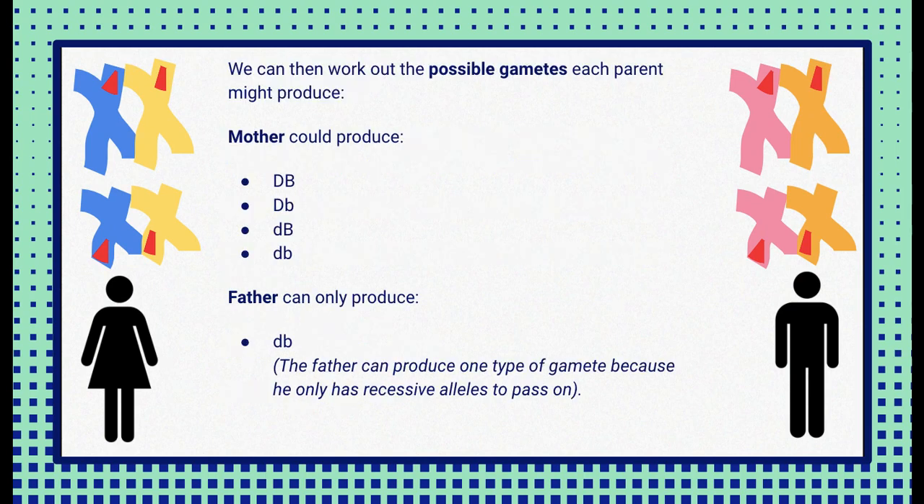This means that the mother can produce 4 possible gametes. So they can pass on 4 different combinations of their alleles. So all uppercase, all lowercase, or a combination of upper and lowercase. So all dominant, all recessive, or a combination of dominant and recessive for these two traits which we're looking at. The father, however, can only produce one type of gamete because he only has recessive alleles to pass on.